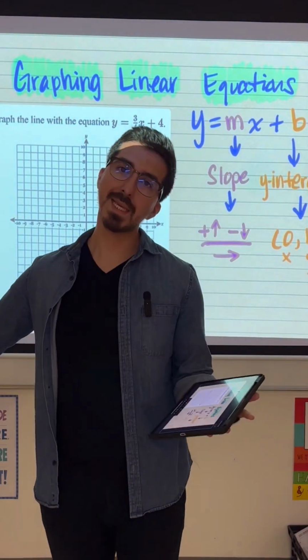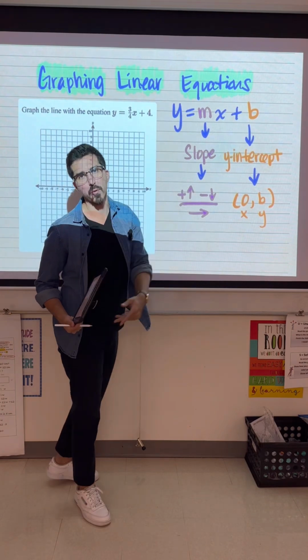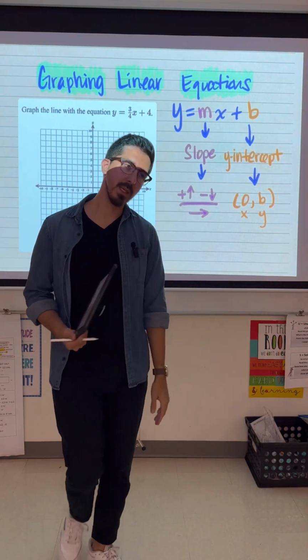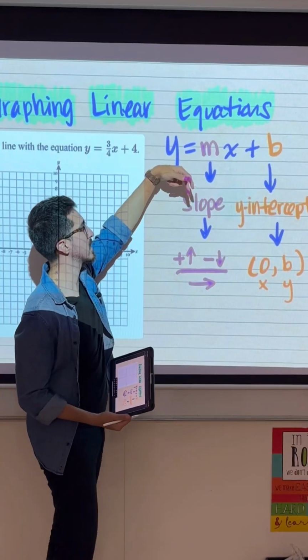All right, graph linear equations, here we go. So today I'm showing you how to graph linear equations that are in slope-intercept form, also known as y equals mx plus b. Before we start, we got to know what the m stands for and what the b stands for. So m stands for slope.